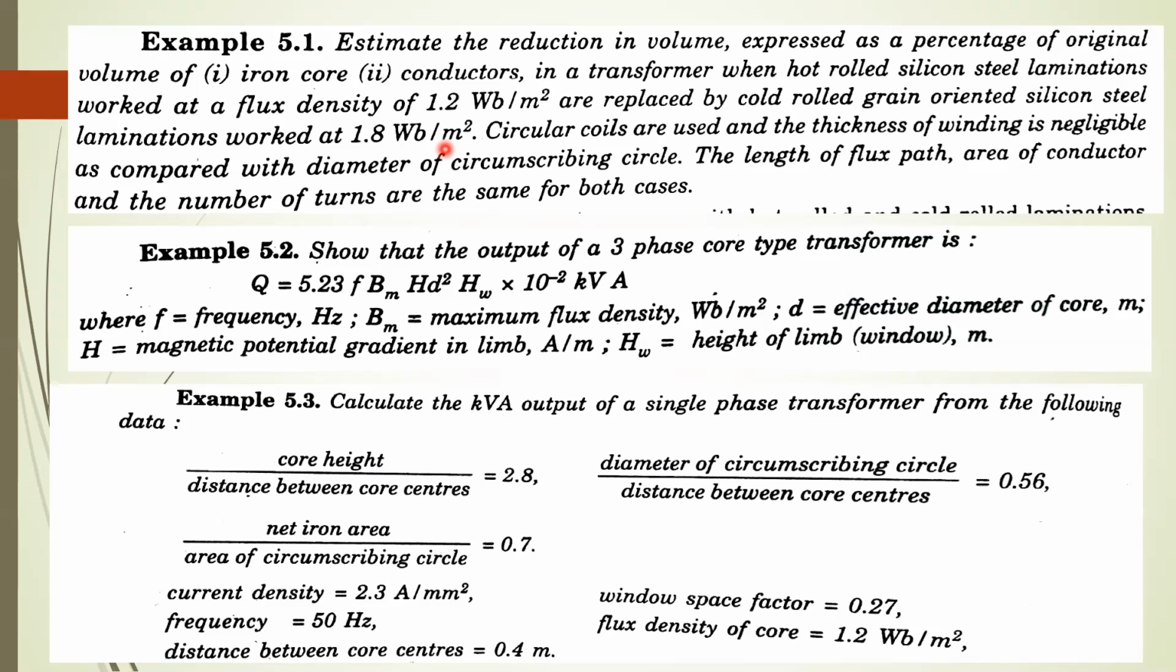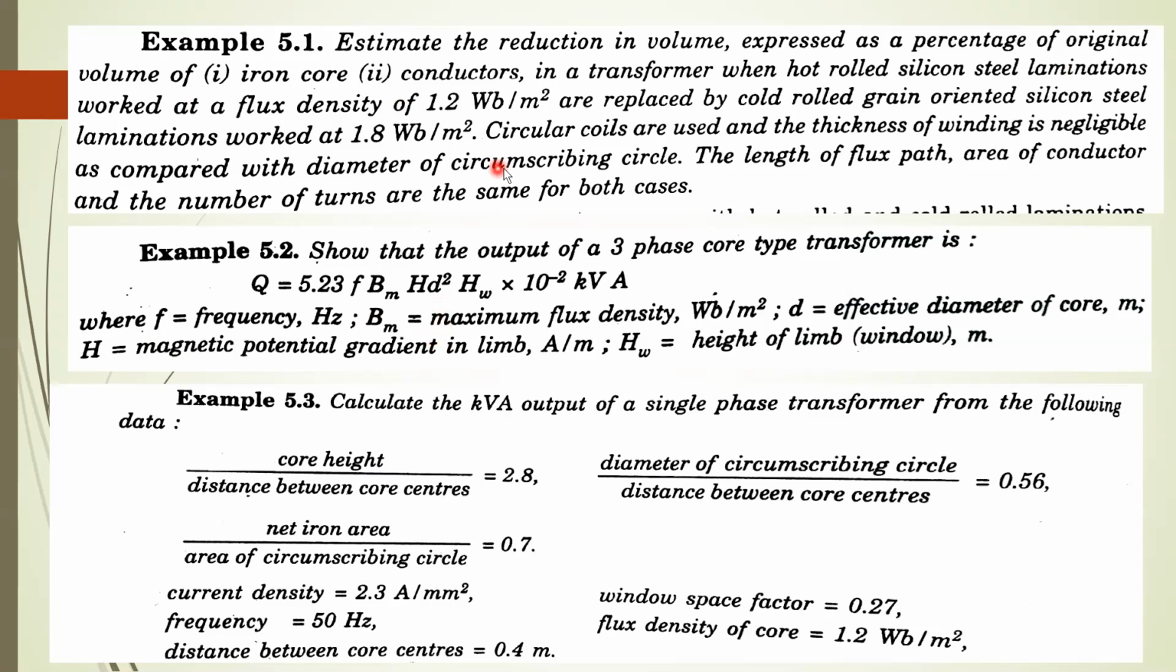So what you are going to do in this question is change the core, so that is why your flux density of the core is increasing from 1.2 Weber per meter square to 1.8 Weber per meter square. So what will happen is that if the flux density increases, then the amount of area of the iron core required and the amount of conductor required for the transformer will reduce. And that reduction you have to find. You have to estimate the reduction in volume expressed as a percentage of original volume.